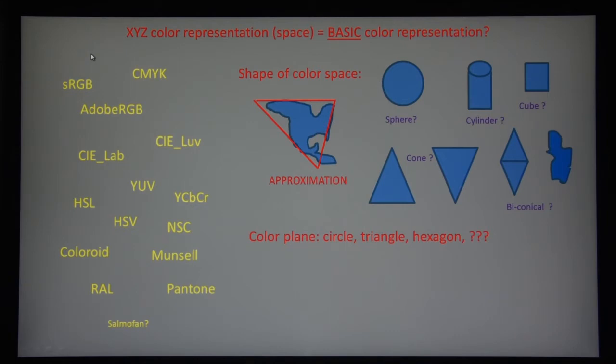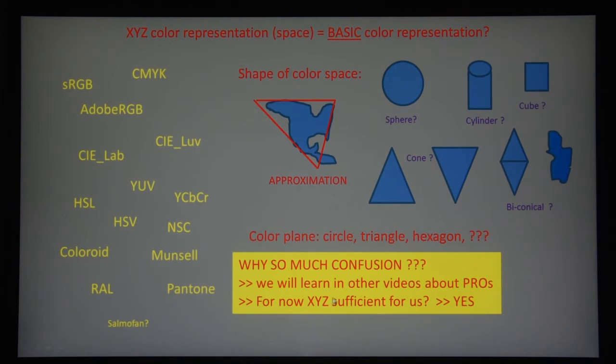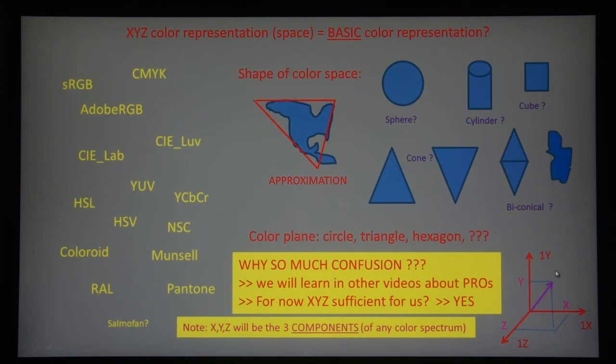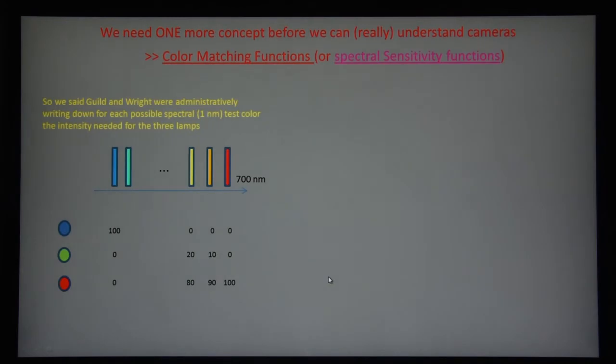For now, let's forget again about all of this. Let's say that we do everything in XYZ space. And then, again, you can make any color as a triplet of 3 components. So much X, so much Y, so much Z, and then you get a position somewhere. Now we need one more concept, and then we're good to go to understand how a camera works. And that's color matching functions or sensitivity functions for the spectral wavelengths or elementary colors.